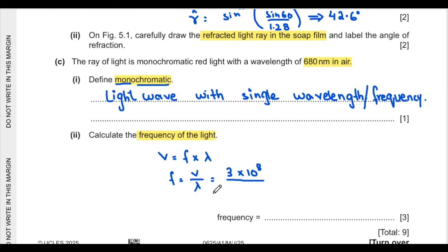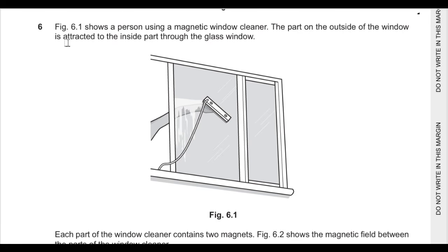and the wavelength given to us is in nanometers. Firstly, I'll put the value of nano, which is 10 raised to power minus 9, and then I will put it in place of lambda. So it would be 680 times 10 raised to power minus 9. Dividing both the values, the frequency would be 4.4 times 10 raised to power 14 hertz.